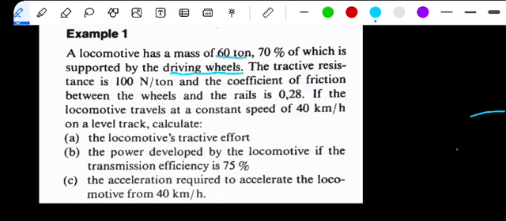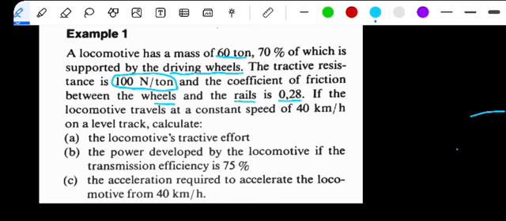Tractive resistance is in Newton per ton. Newton per ton, ton is mass, so it is Newton over mass. You must multiply by mass to cancel this, you're supposed to multiply by the tons. And the coefficient of friction between the wheels and rail is 0.25.